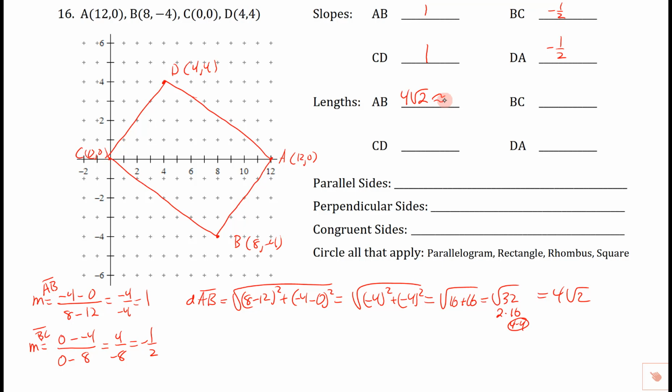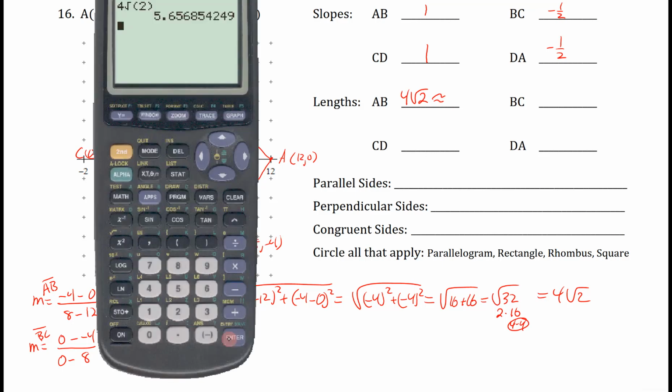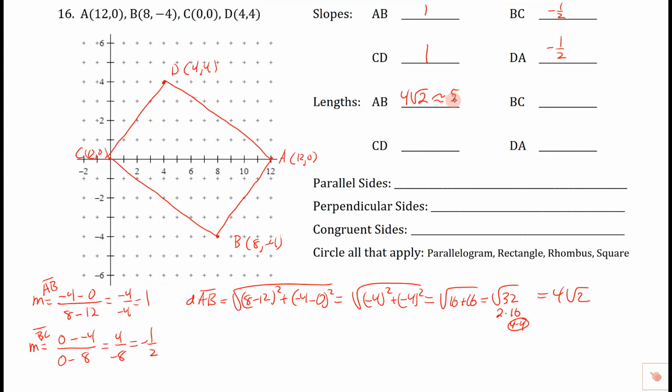Let's go ahead and get a decimal for that. I've gone ahead and pulled up the calculator, put in 4 radical 2. I get 5.656. So if we go to the nearest hundredth, this is going to be 5.66. So about 5.66. All right, let's find the distance from B to C.